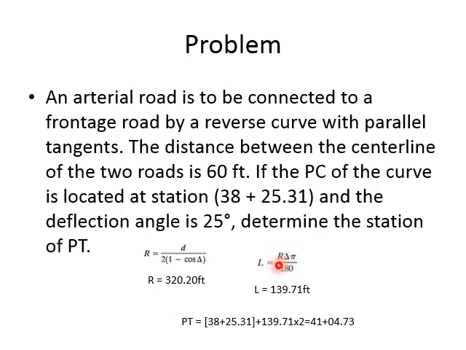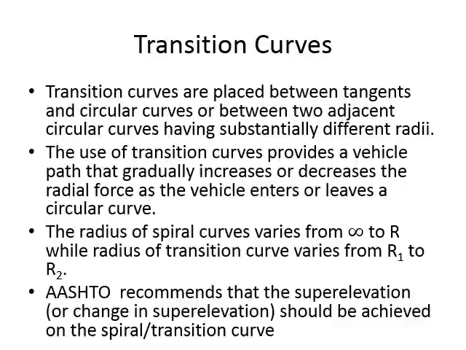But the length equation requires radius, so I need to calculate radius. They have given me small d and the angle delta. So I will use this equation to calculate radius, and then once I calculate radius, the length of the curve equals this. Then if you need PT, PT is the station of PC plus 2 times the length of the curve. So 139.71 multiplied by 2, you'll get the station of PT here.